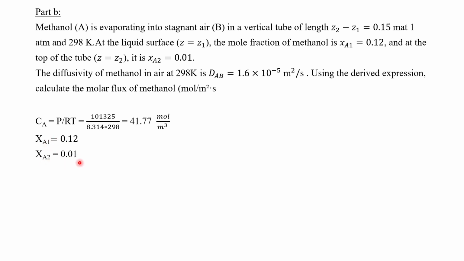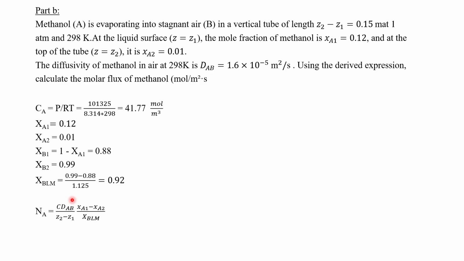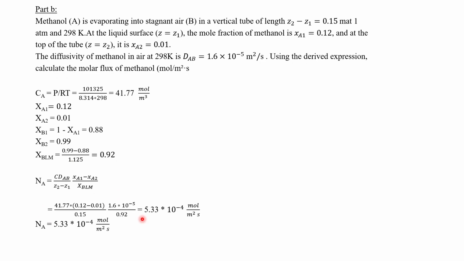XA1 and XA2 are given in the question. XA1 is 0.12, XA2 is 0.01. We can calculate XB1 and XB2, 1 minus XA1 and 1 minus XA2. Similarly, we can calculate XBLM, which is XB2 minus XB1 upon ln XB2 by XB1, which is 0.92. Finally, Na, substitute the values. We get Na as 5.33 into 10 power minus 4 mole per meter square second. So molar flux of methanol will be this.